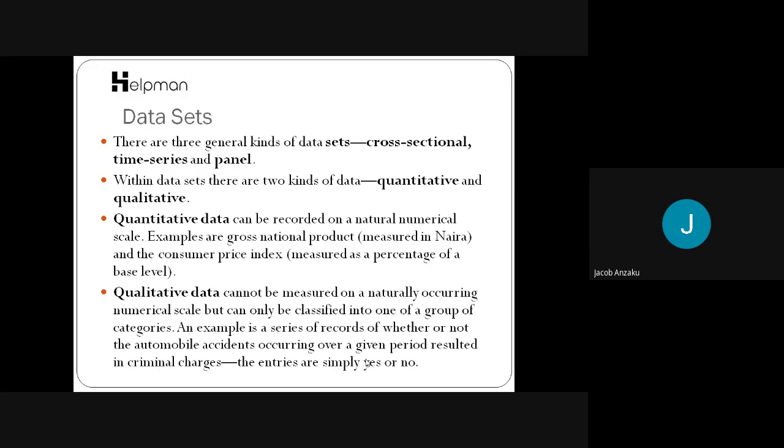Now, an example is a series of records of whether or not the automobile accidents occurring over a given period resulted in criminal charges or not. The entries are simply yes or no, because we cannot measure them using a particular value. We can only measure them by yes or no. So we can ask, did this accident result in criminal charges? Then it can either be yes or no.